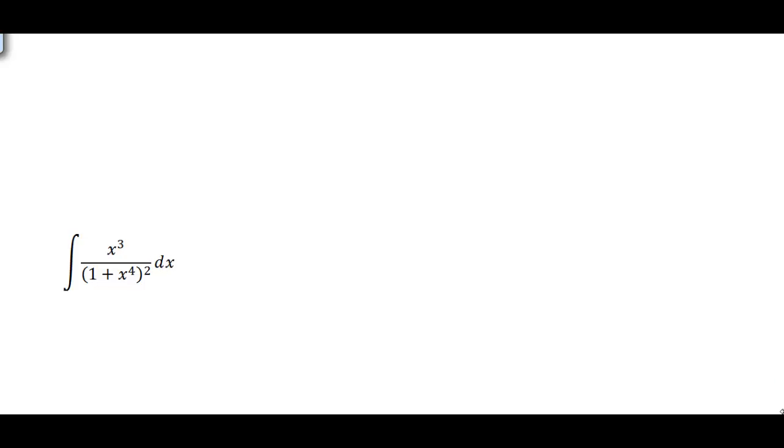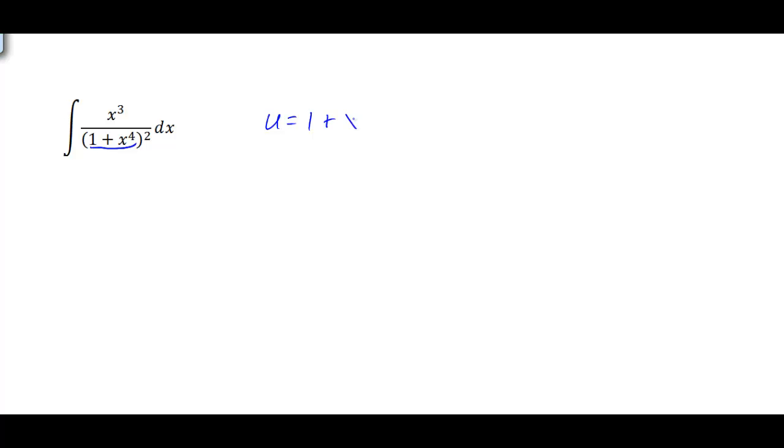All right, one more example here for this section. We have the integral of x cubed divided by 1 plus x to the 4th quantity squared. So what do you think we're going to let our u be equal to? Well, if we try the inside piece, it looks like we would probably pick 1 plus x to the fourth. And I believe you would be correct.